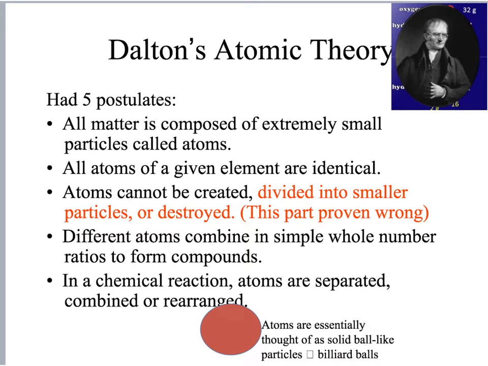Different atoms combine in simple whole number ratios to form compounds. That's why you see the little subscripts are whole numbers, like Cl2O4. They're whole number ratios. And then, in a chemical reaction, atoms are separated, combined, and rearranged. So he essentially thought of the atom as a whole, almost like a three-dimensional ball.